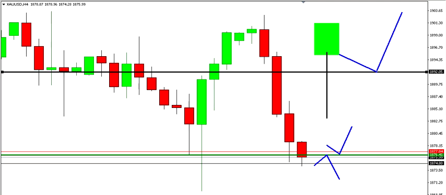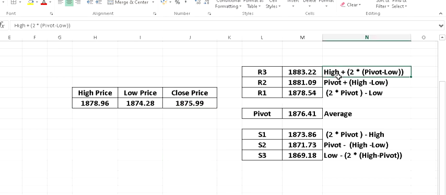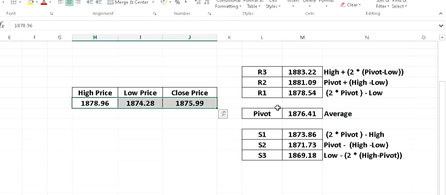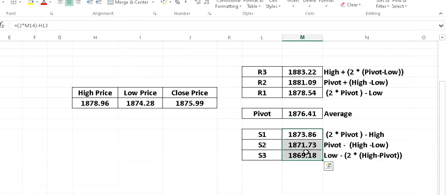So let's take a look at the calculation one more time. If you have your high price, your low price, and your close price, you calculate using these formulas on the Excel sheet for resistance 1, resistance 2, and resistance 3. Then you calculate using this formula the average, adding all these values divided by 3 to calculate the pivot. Then you use these formulas to calculate the support levels.